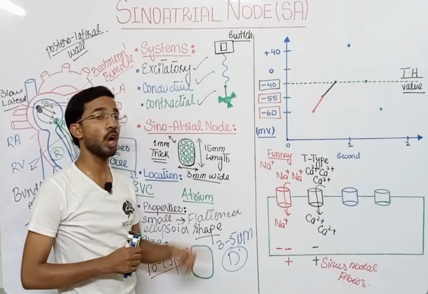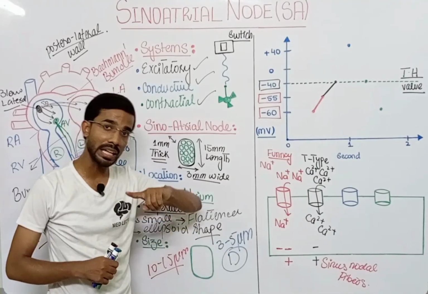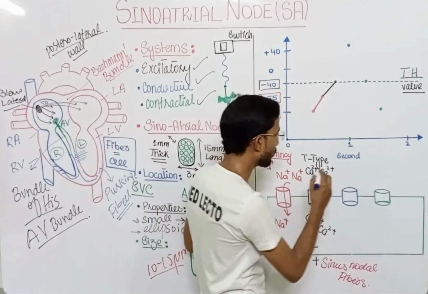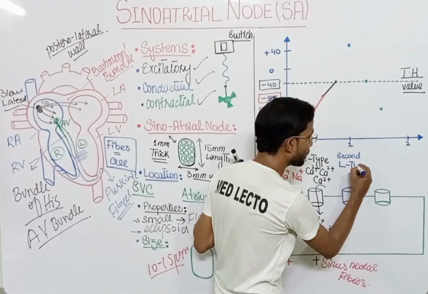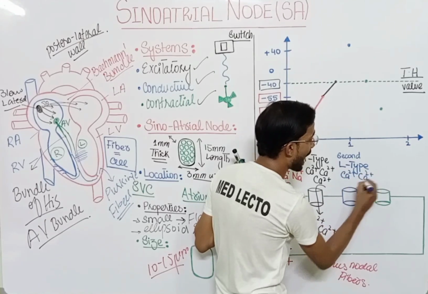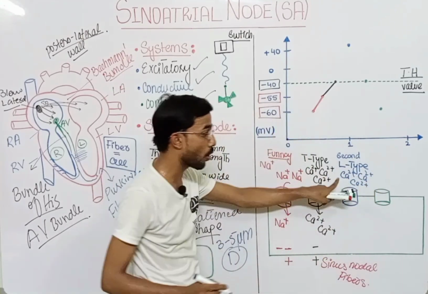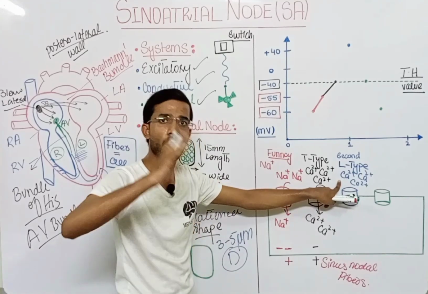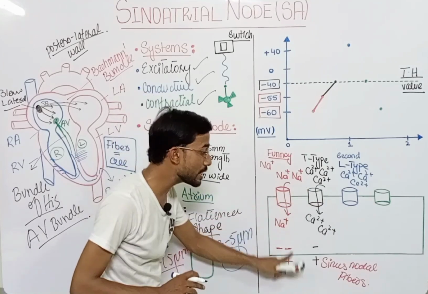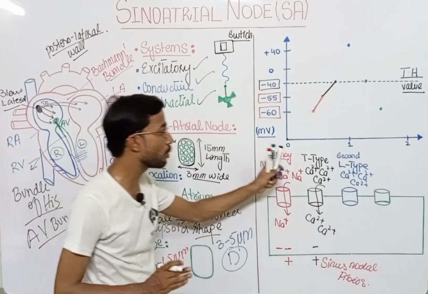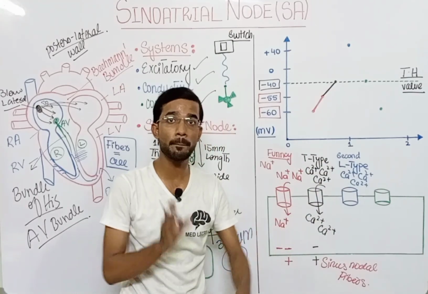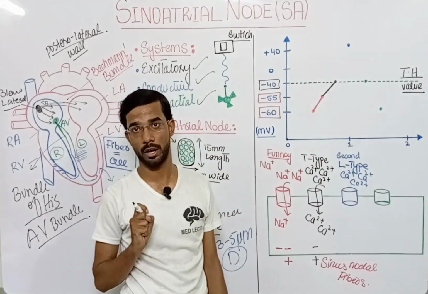After that, you will see the opening of another most important type of calcium channel, the L-type calcium channel. These are actually slow. They slowly open and slowly close compared to the T-type. So the SA node is the only cell having both T-type and L-type calcium channels, as compared to the muscle fibers of the heart.